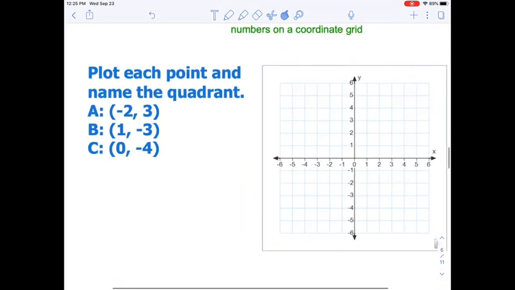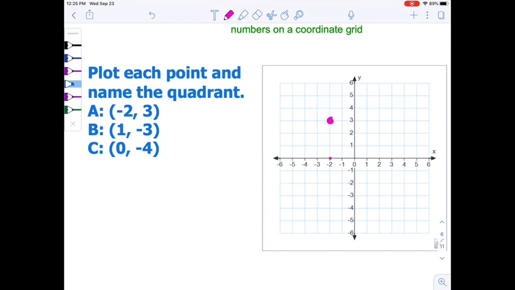To plot these next 3 points, letter A, we start with -2 for our x, which means we go to the left 2, and then +3 for our y, so up 3. And then make sure you're always labeling your points. Super important that you label your points. Letter B is (1, -3). So we go +1, 1 to the right, and down 3 since it's negative. Label that as letter B. And letter C is (0, -4). So we don't go left or right, but we do go down 4. So it's going to be on the y-axis, and we'll label that one as C.